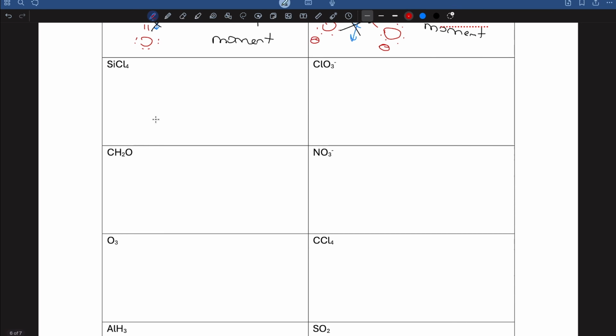SiCl4 is going to look like this. Chlorine each has 3 lone pairs. And the silicon-chlorine bonds are polar, looking toward chlorine. So let's draw the arrows to prove that. And they do cancel each other out. So the left and right ones do cancel each other out, and the one up and down do cancel each other out. So this structure is overall nonpolar, meaning that it has no dipole moment.